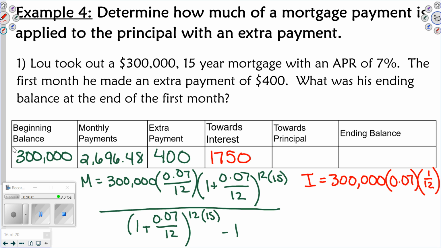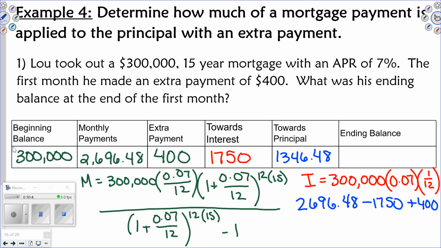How do I figure out how much goes towards principal? Subtract them. Perfect. So I take my monthly payment, $2,696.48. We subtract off how much went towards interest, $17.50. But we also are making an extra payment, so we have to add on the $400 as well. Whenever you're putting the towards principal, if you make an extra payment, that also gets added in right there. If you look at your red paper, there's a little note right underneath that column on that table. It says add extra payments here.